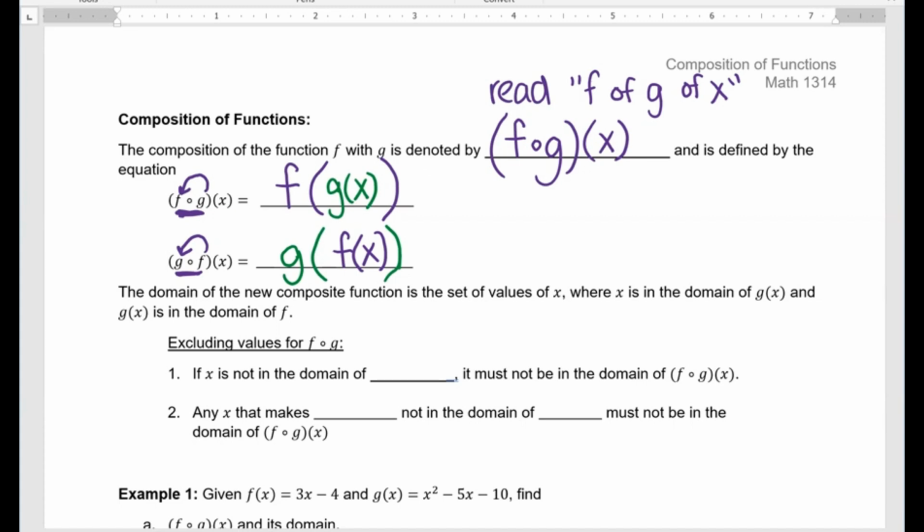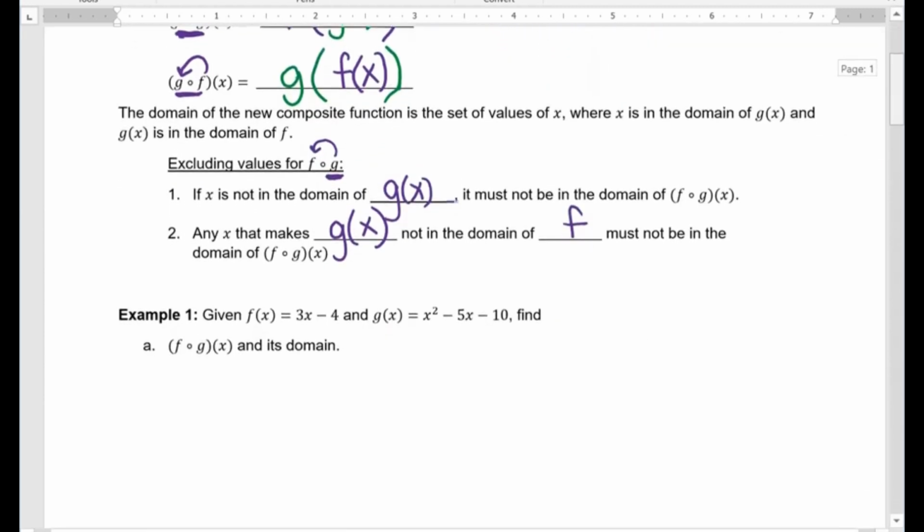So I can't give you straightforward rules on how to find your domain for f composed with g, not like with the rationals where we set the denominator equal to 0. Instead, we have two rules for excluding values. This is for f composed with g, which means we're plugging g into f. If x is not in the domain of g of x, so if it's not in the first part, then it can't be in the domain of the composition. And since we're plugging g of x into our function f, if we have an x value that makes g of x not in the domain of f, we have to throw that value out too. We can't include it if it makes anything undefined.